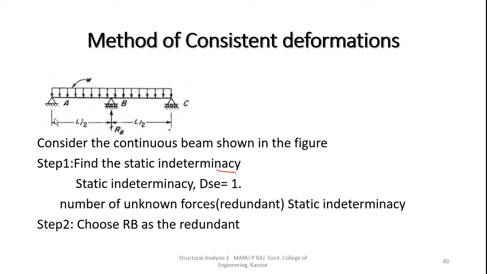Here horizontal forces are absent, so we are considering only vertical reaction, vertical equilibrium equation and moment only. We are not considering the horizontal equilibrium equation. So the degree of static indeterminacy will be r minus 2. The number of reactions will be 1, 2, 3. So it is r minus 2, equal to 3 minus 2, equal to 1. Now choose this reaction RB as the redundant.